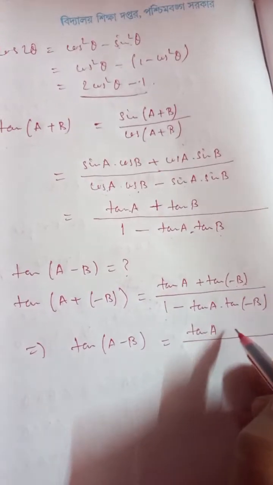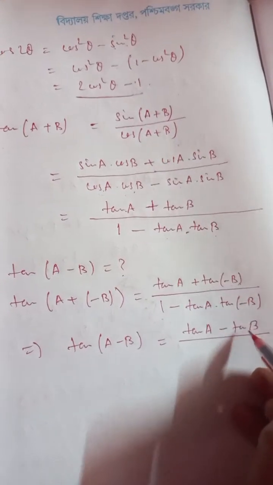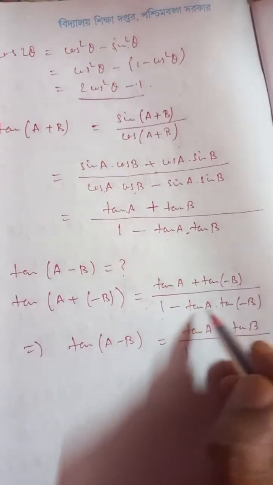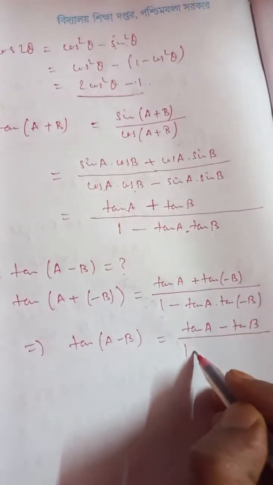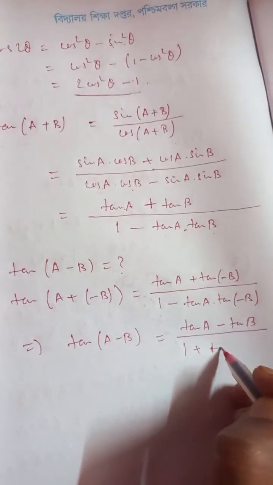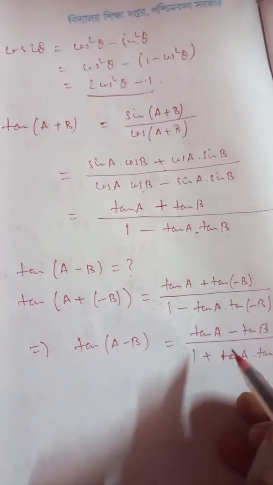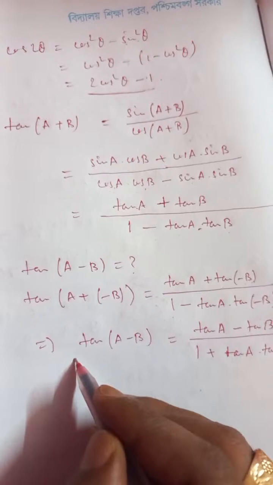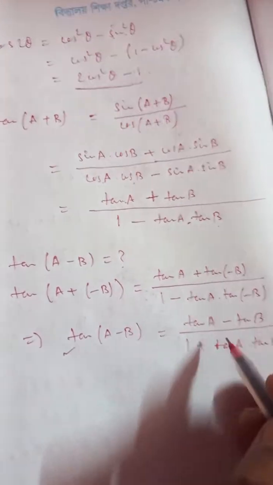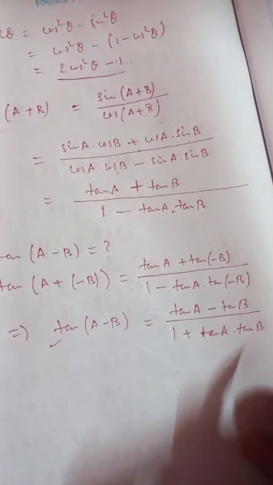So this will be tan a minus tan b, and here it will be negative sign, positive sign. This will be 1 plus tan a tan b. This is another form of this formula: tan(a plus b). tan(a minus b) is equal to tan a minus tan b by 1 plus tan a tan b.